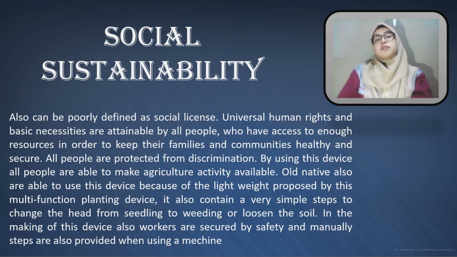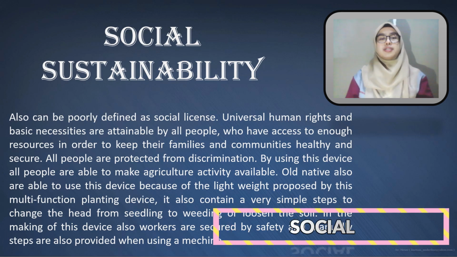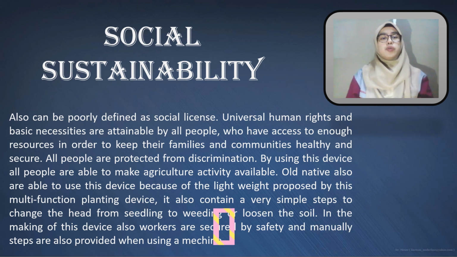The second type of sustainability is social sustainability, which can also be loosely defined as socializing. Universal human rights and basic necessities are attainable by all people who have access to enough resources in order to keep their families and communities healthy and secure. All people are protected from discrimination.